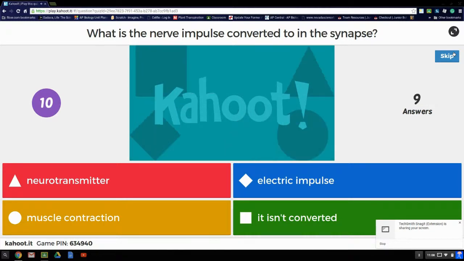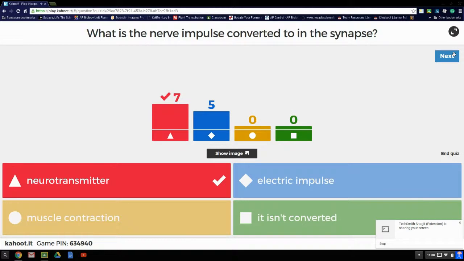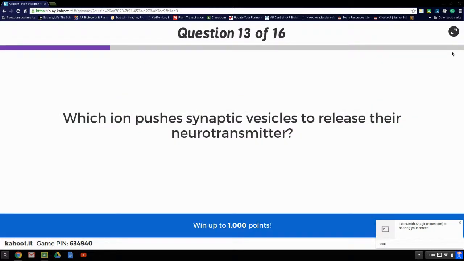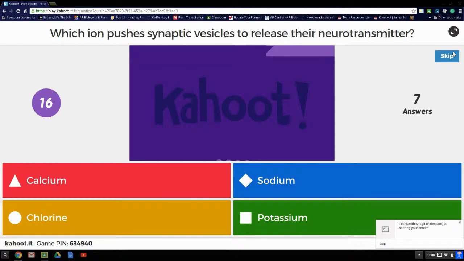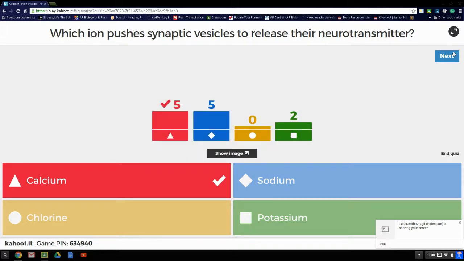Second place, take that out. Right, calcium rushes in, pulling all the synaptic vesicles to the surface.